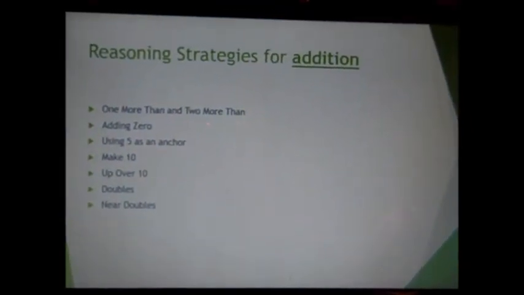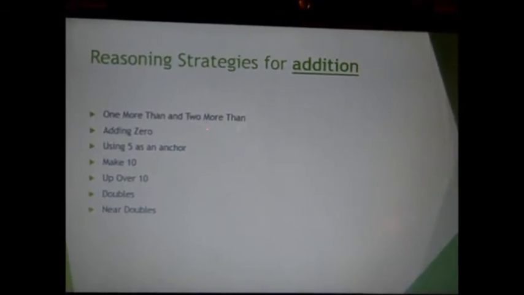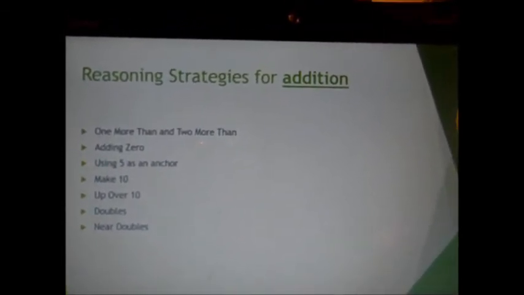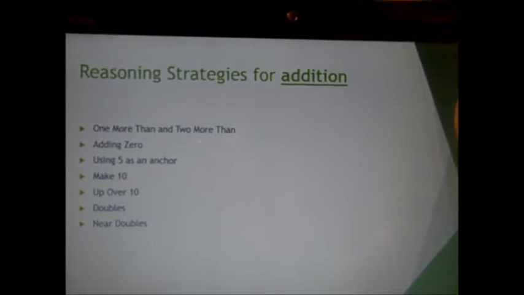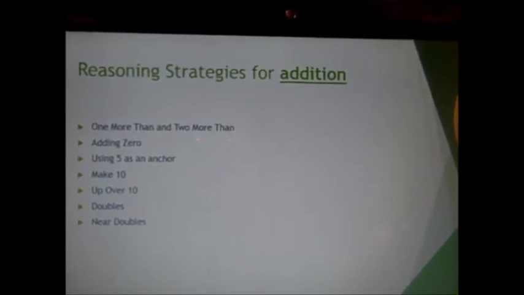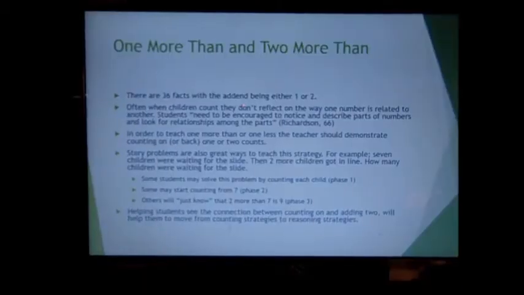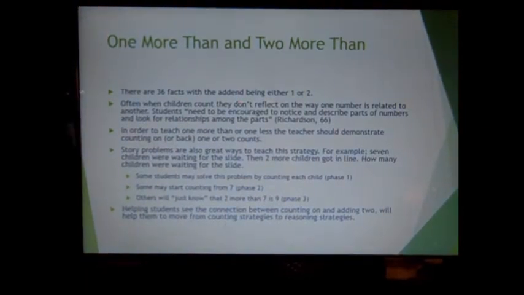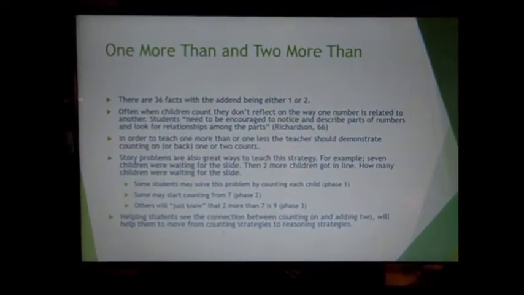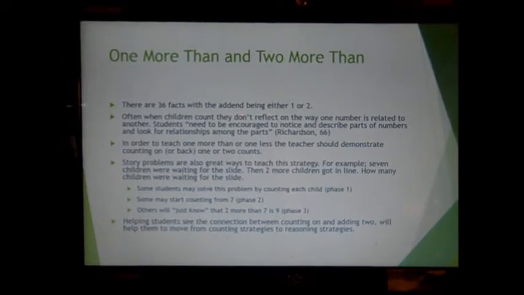They are 1 more than and 2 more than, adding 0, using 5 as an anchor, make 10, up over 10, doubles, and near doubles. Let's look at the strategy 1 more than and 2 more than. There are 36 facts with the add-in being either 1 or 2.